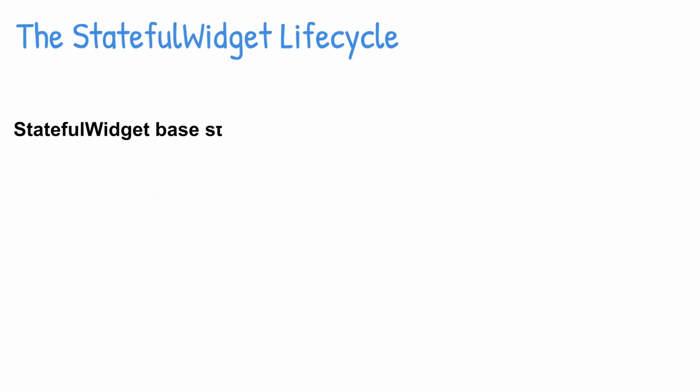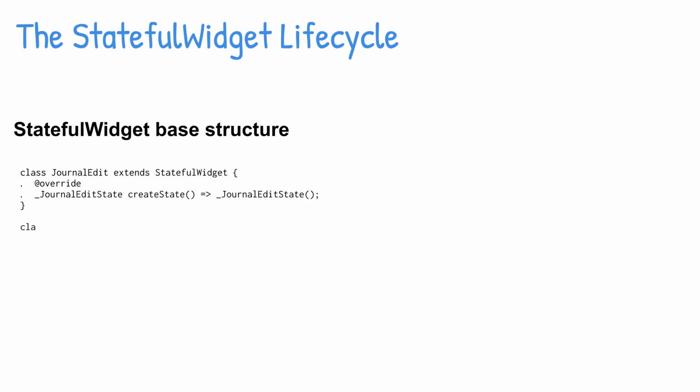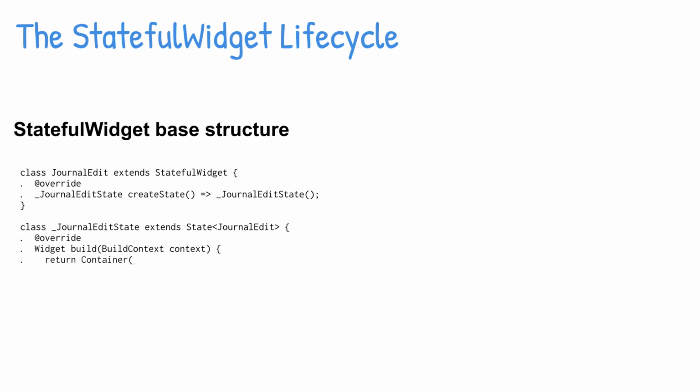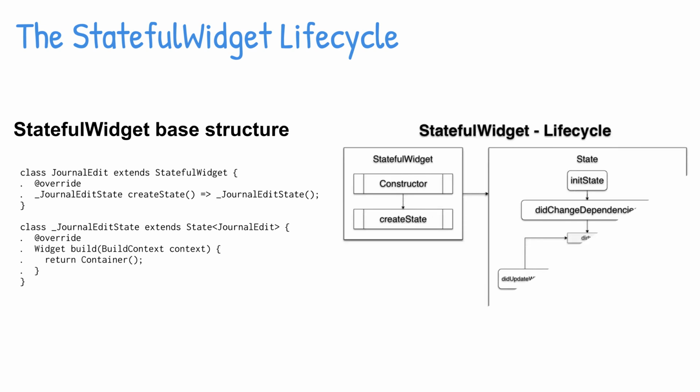The following example shows a stateful widget base structure and the widget's lifecycle. You have two classes, the JournalEdit class that extends a stateful widget, and the JournalEditState that extends the state class.